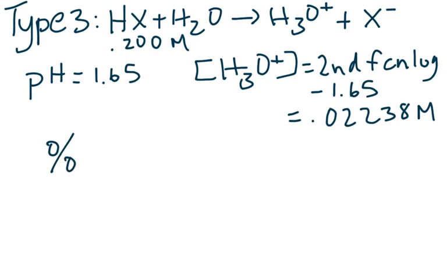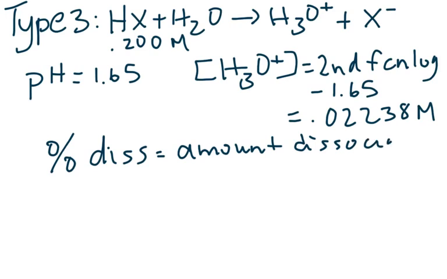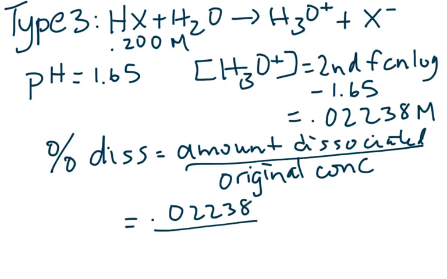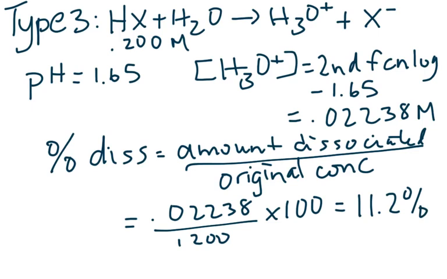So to calculate the percent dissociation, you have to take the amount dissociated, divided by the original concentration. So in this question, we have 0.02238. We divide it by the 0.2. And then you, of course, times by 100 to put it into percent, and you should get 11.2%. So try the math. Make sure you can get what I got.